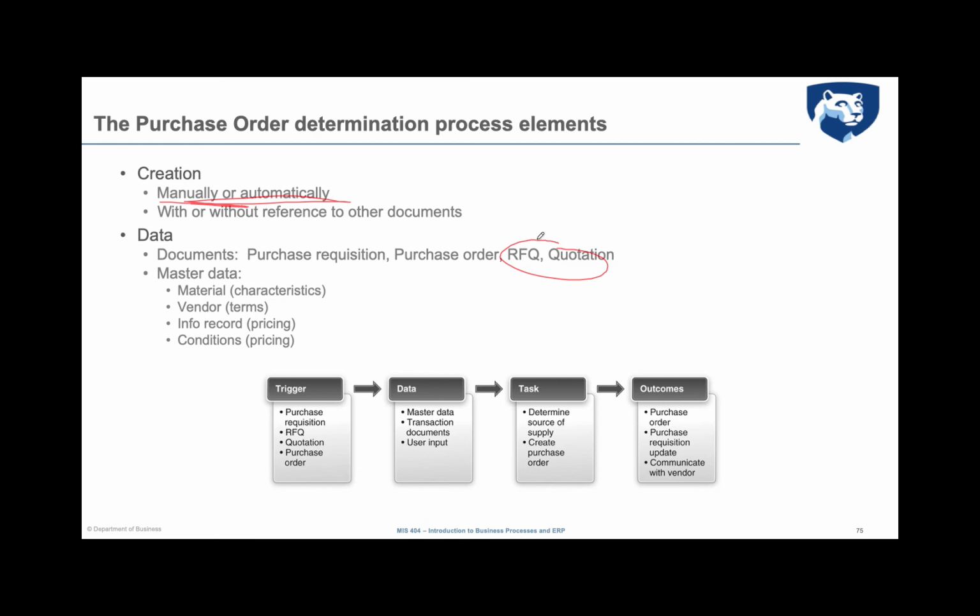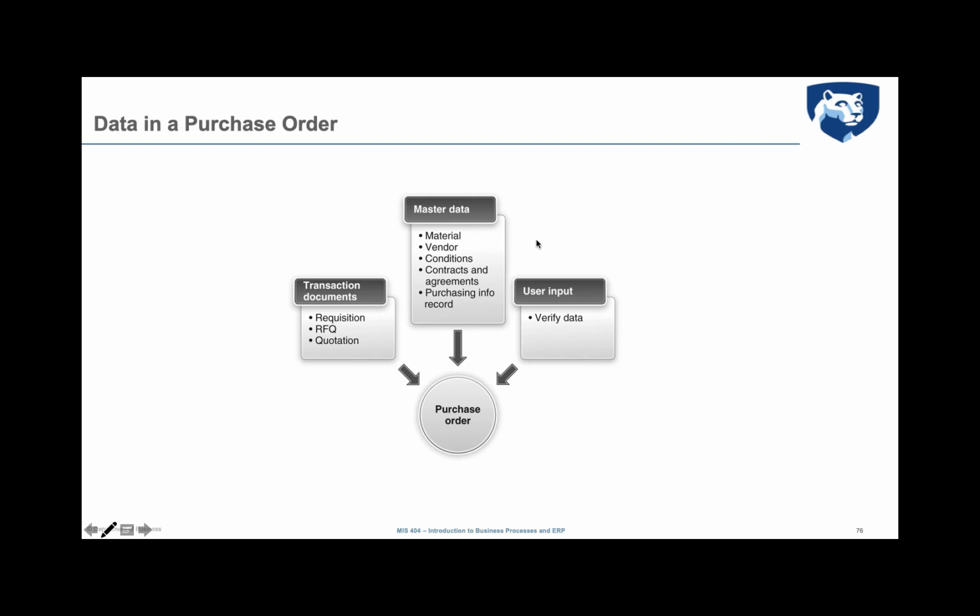known. And of course, you need to have different master data to create a purchase order, like the material master, the vendor for the condition, the info record for the pricing, and the conditions of supply. And here you see in particular the different data that populate the purchase order.